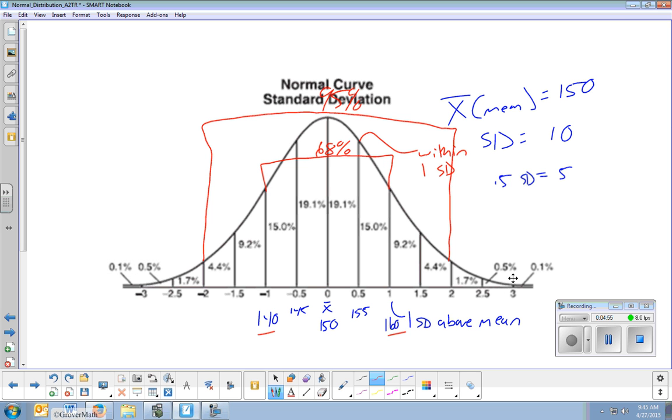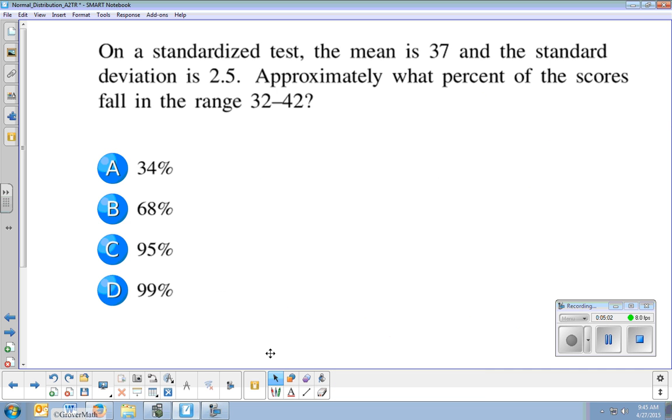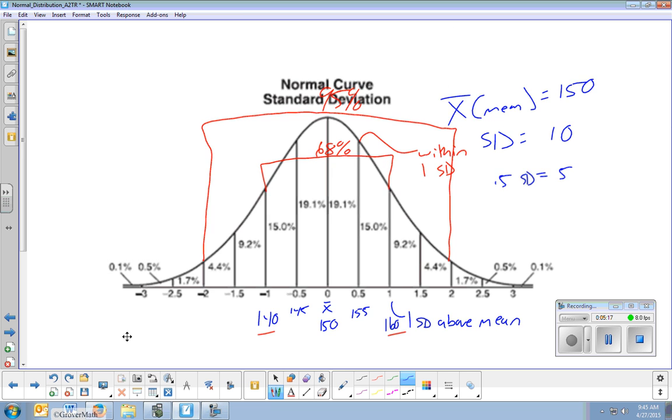There's 0.1% beyond three standard deviations in either direction. Let me do a couple of examples and show you how these questions really work out. On a standardized test, the mean or average score is 37, and the standard deviation is 2.5. If we go back to this curve here, you're only going to have one of these questions on a region, so you could just do the work on the curve. But we're going to do 10 of them in class, and I'm not going to give you 10 curves.